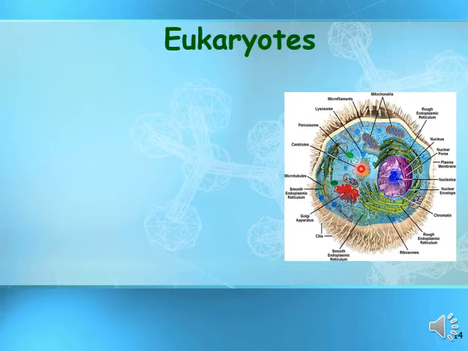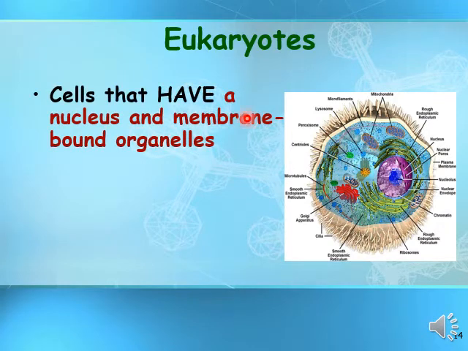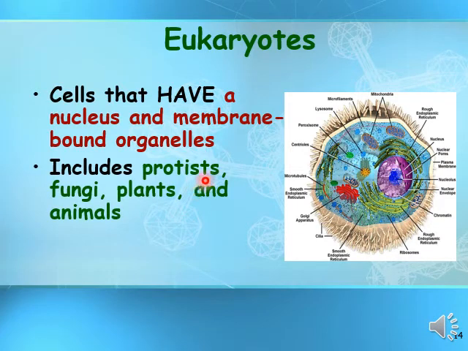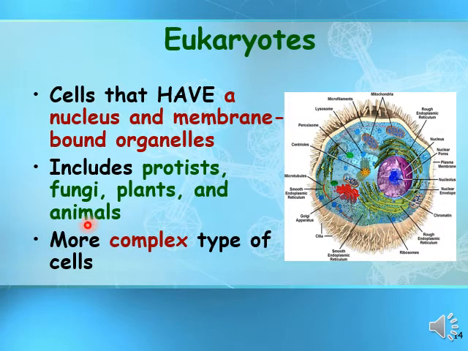This is a eukaryotic cell, characterized by a nucleus and membrane-bound organelles. They include protists, fungi, plants, and animals. They are a more complex type of cells. See, prokaryotes are a simple type of cells.